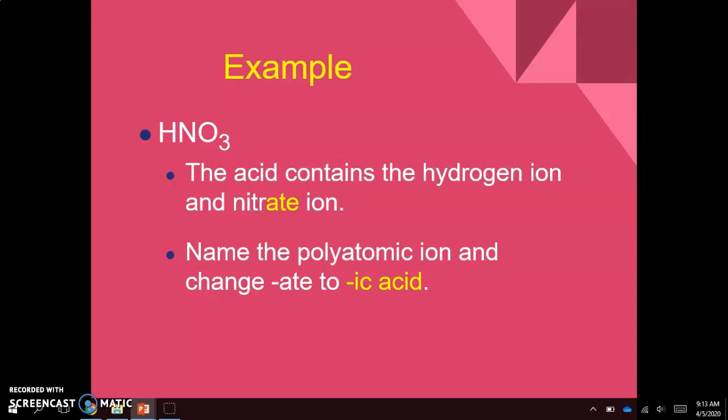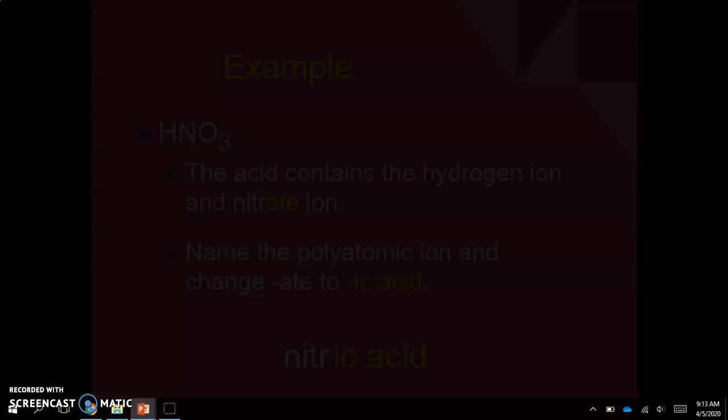We're going to change the ATE to the IC, and we're going to add acid. So this becomes nitric acid, okay? And that's it. There's no hydro in the beginning. So HNO3 is nitric acid. We dropped that ATE, and we turned it to an IC.